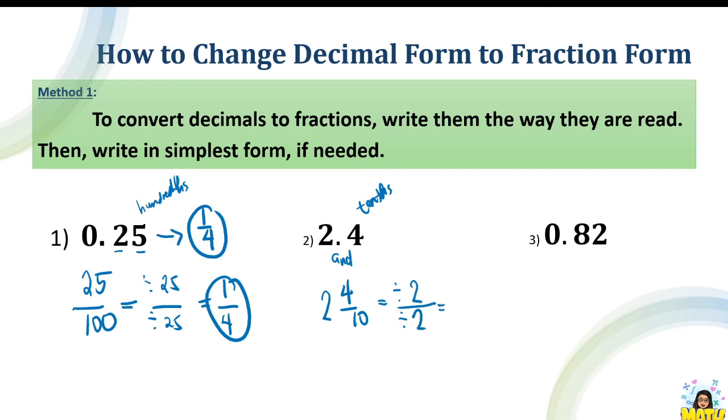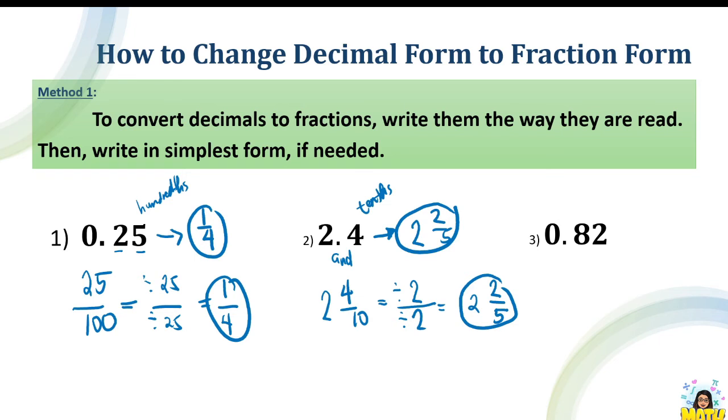So 4 divided by 2, that is 2. 10 divided by 2, that is 5. And don't forget to copy the whole number. So 2.4 when written in fraction is 2 and 2/5. While number 3, that's 0.82.